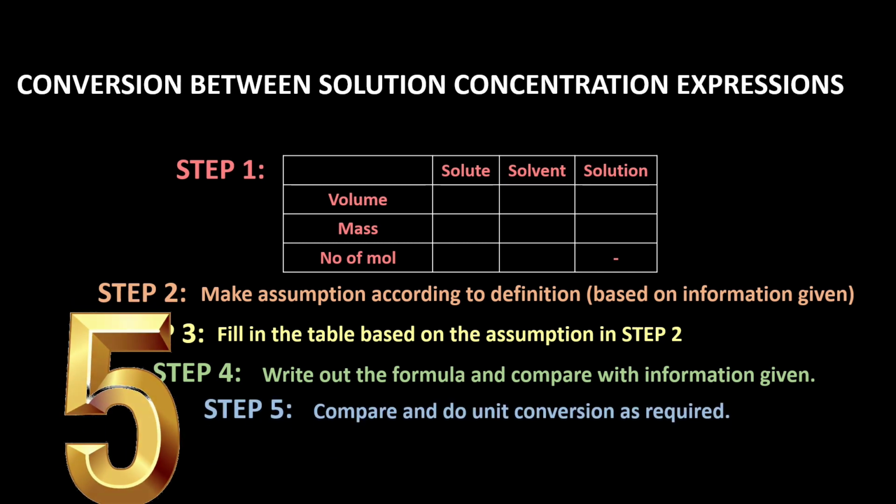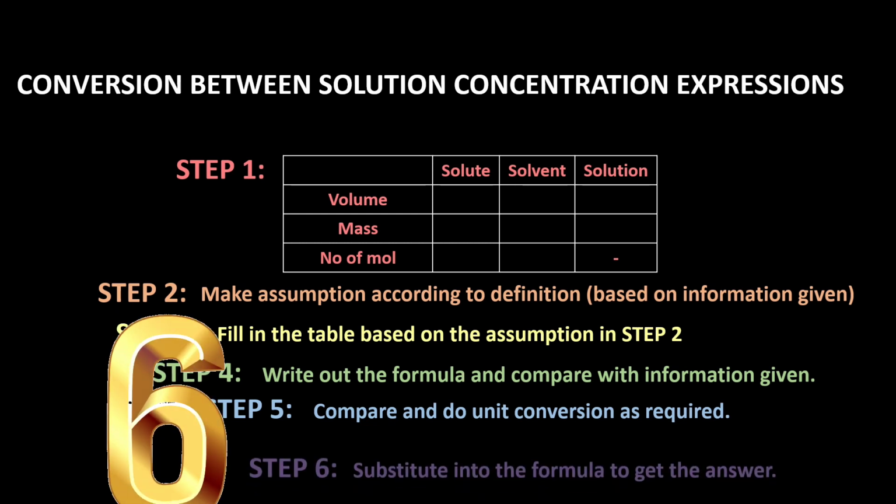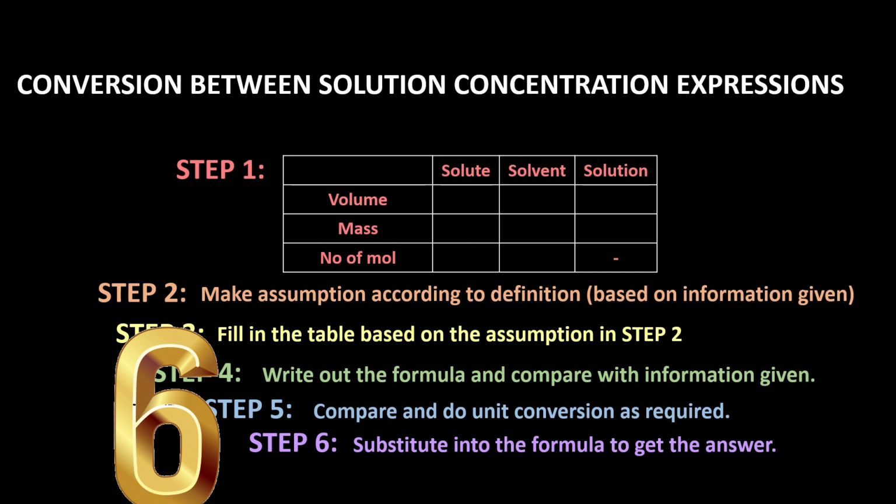Step number 5, we compare the information that we listed in the table with the formula and do the unit conversions as required. And in step number 6, we just need to substitute what we have converted in step number 5 into the formula to get the final answer.